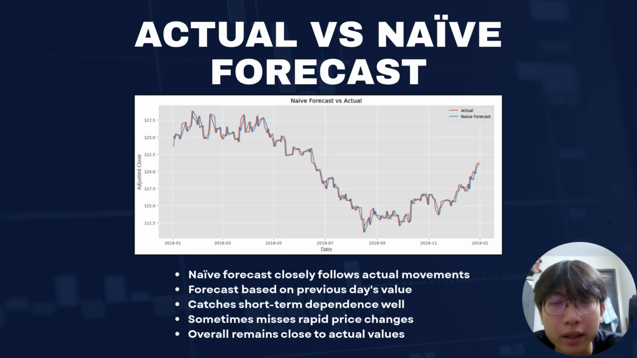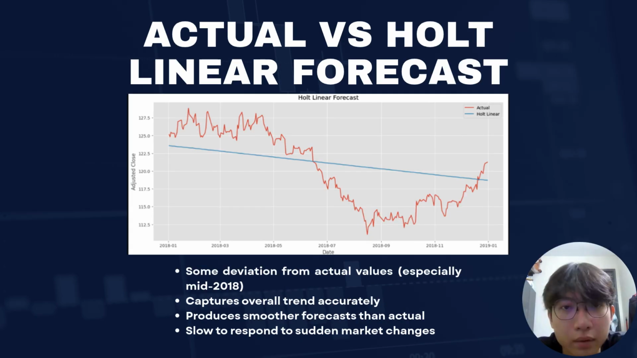Actual versus Naïve forecast. This chart compares the Naïve forecast against the actual gold prices. As you can see, the Naïve forecast closely follows the actual movement because each forecast is simply the previous day's value, which captures the short-term dependence in the data while it sometimes misses rapid price changes. It remains close to the actual value throughout the test period, confirming why it's such an effective benchmark.